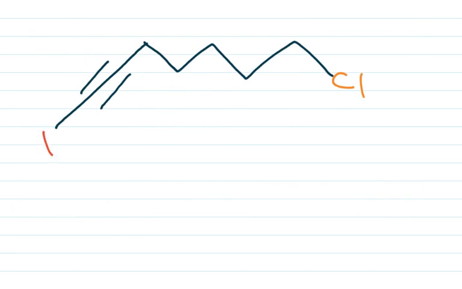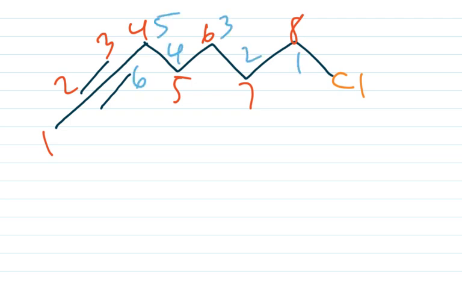Alright, moving on to this last example, let's again number the longest carbon chain. So let's start from the left side, that would be 1, 2, 3, 4, 5, 6, 7, 8. And if we number it from the right side, that would be 1, 2, 3, 4, 5, 6, 7, 8. Now if we pay attention, for the blue numbering, starting from right to left, at carbon number 1, we have a chlorine substituent. But for the red numbering, on carbon number 2, we have a triple bond.